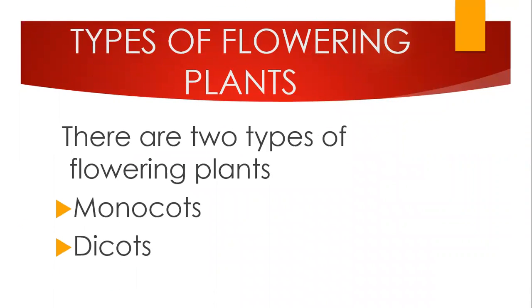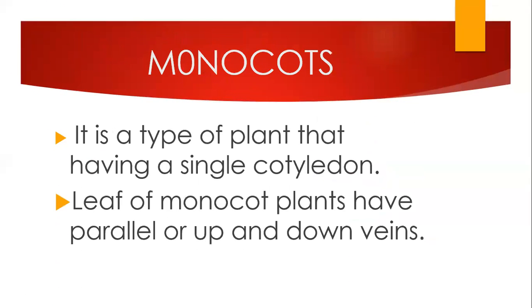Now, types of flowering plants. There are two major types of flowering plants. One is monocot and the next one is dicot. Now, let us define each of them one by one. First one is monocot. As the name shows, mono means one and cot means seed. So mono means a single seed or one type of cotyledon.